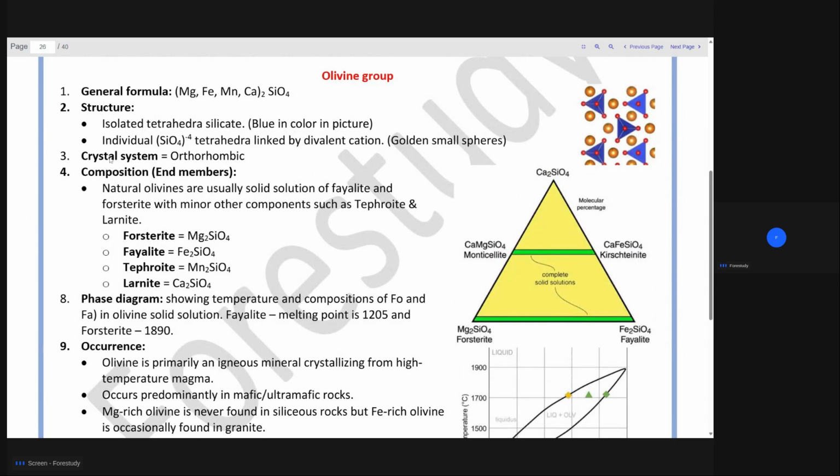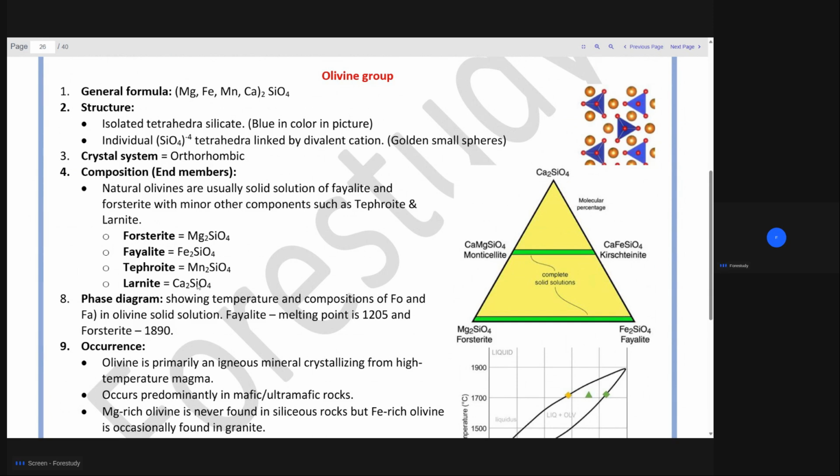The crystal system is orthorhombic. Remember, olivine forms the orthorhombic crystal system. And then there is composition, the end members. Here is a diagram showing the different end members. See, this one has calcium. This is a calcium olivine.